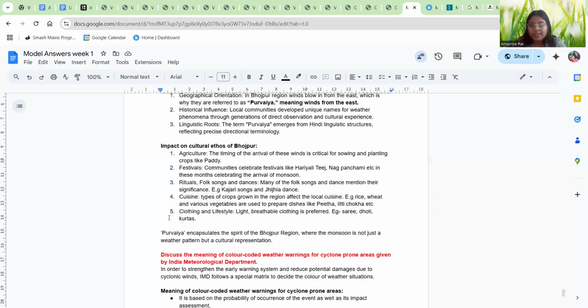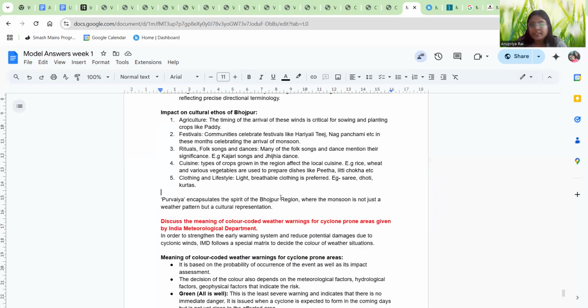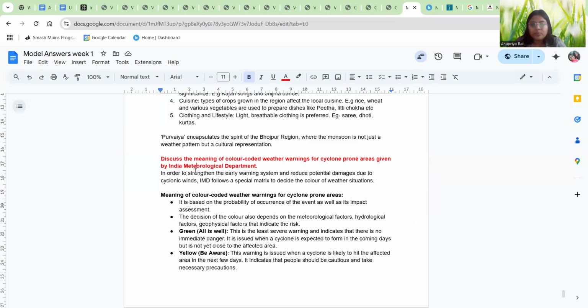So the clothing and lifestyle is very light and breathable, like dhoti kurta, light colored clothes. Okay, so Purvaiya encapsulates the spirit of the Bhojpur region or the Purvanchal region, where the monsoon is not just a weather pattern, but a cultural representation of the ethos of the milieu that region represents. Okay, now let's move on to the second question.